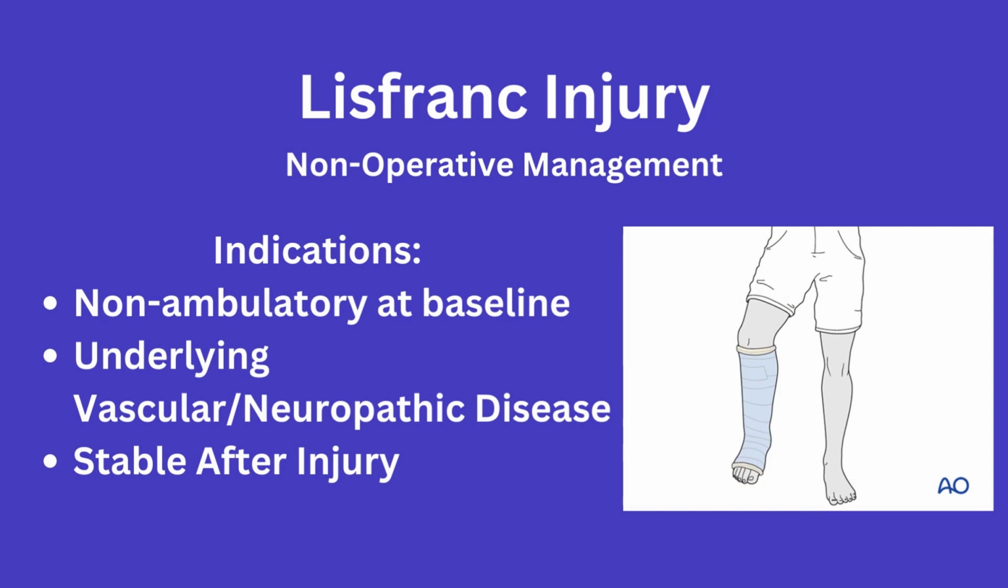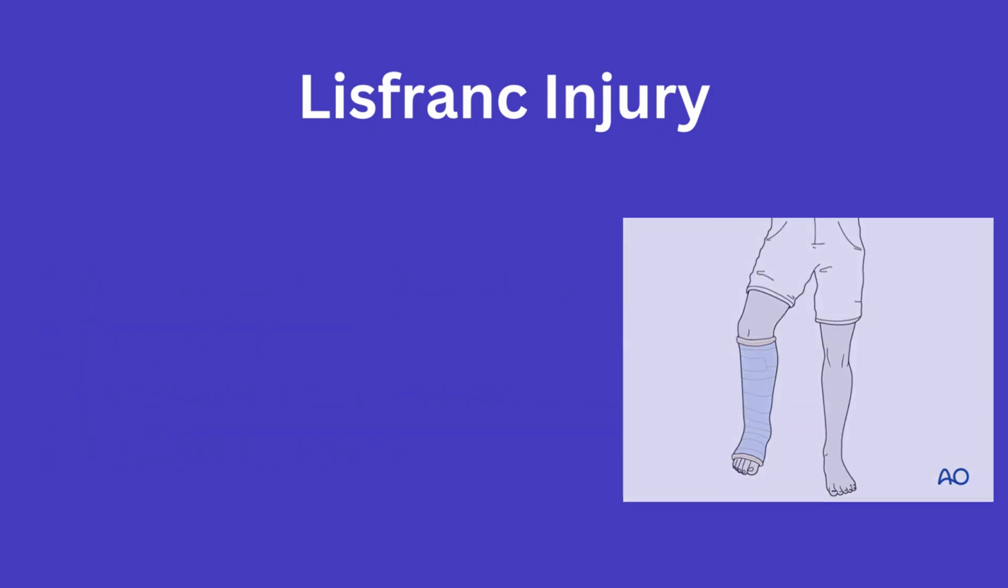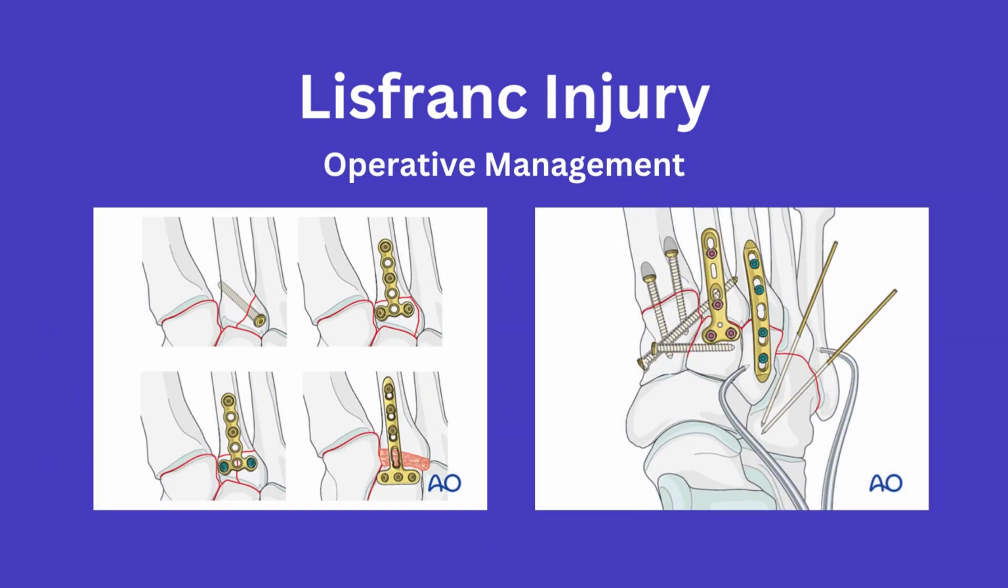Non-operative indications can include if the patient is non-ambulatory at baseline, if they have underlying vascular disease that will impede proper healing, or if the patient is stable with ambulation. Non-operative care will include cast immobilization for 8 weeks. Operative management, on the other hand, can include percutaneous pinning, ORIF, or arthrodesis.